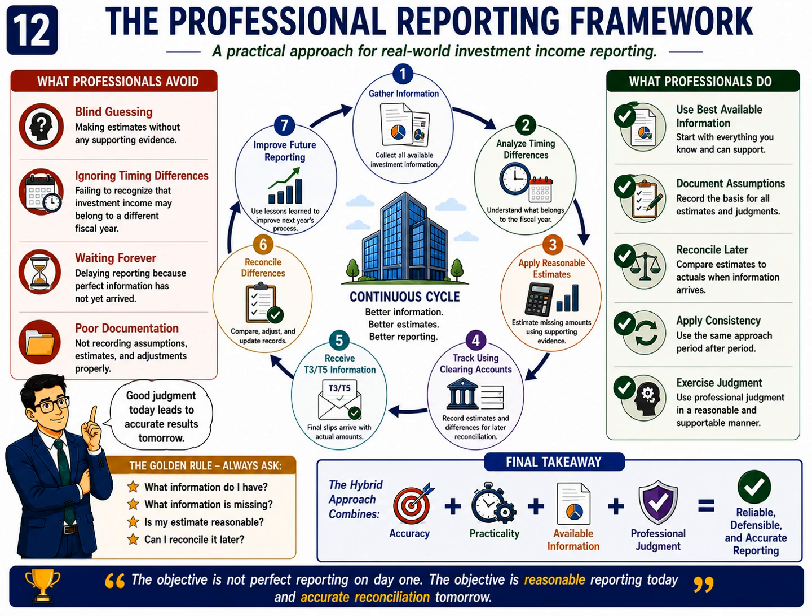Eventually, the final information arrives. The T3 and T5 slips are received. The actual investment income details become available, and the accountant can compare the estimated amounts with the actual reported amounts. At that point, reconciliation takes place. Differences are identified. Adjustments are made if necessary, and the reporting process becomes more accurate.